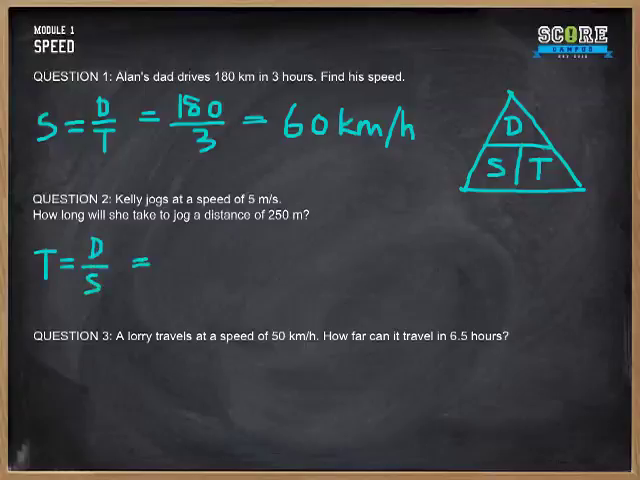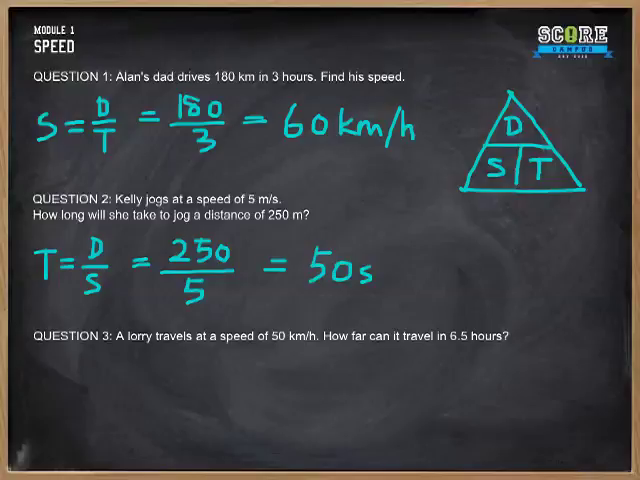What's the distance covered? 250 meters. What is her speed? 5 meters per second. So what is the total time taken? 250 divided by 5 is 50 seconds. Seconds is the unit, and you must write the unit down.